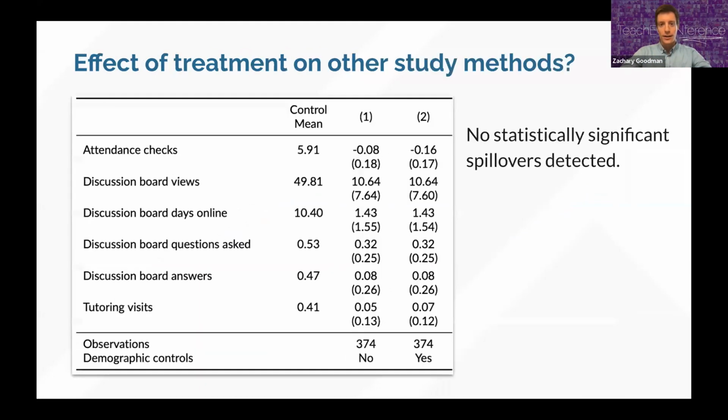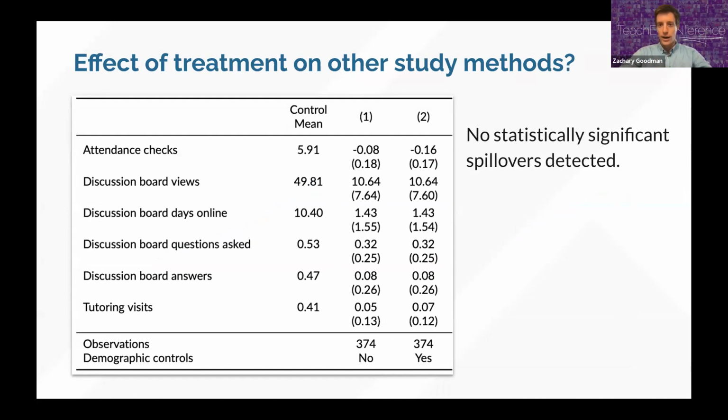We also looked at whether or not there was contamination on other study methods. By encouraging take-up of videos, did we reduce studying elsewhere? And we didn't find anything here that was statistically significant. Directionally, it looks like our discussion board got a lot more activity as a function of being treated, and attendance went down very slightly. But again, nothing here is statistically significant, so I wouldn't read too much into this.